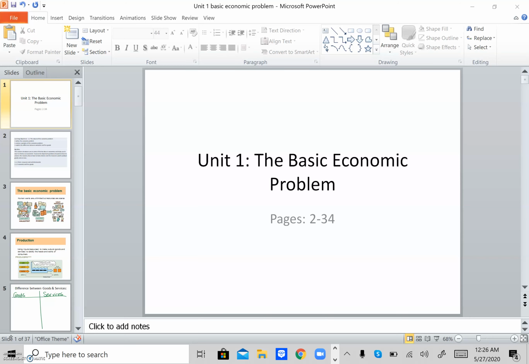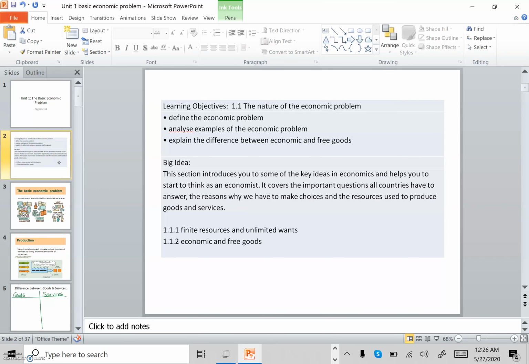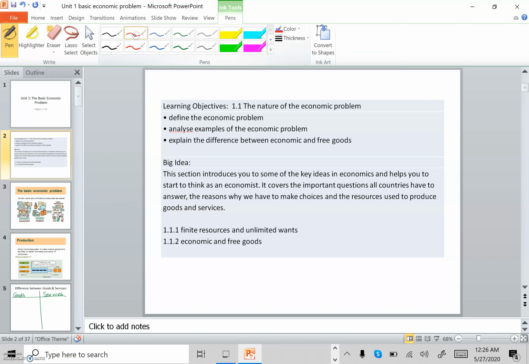We're going to start with Unit 1, the basic economic problem. What we will be doing is defining the economic problem. These are the objectives for today: analyzing examples regarding the economic problem, and we will talk about the difference between economic goods and free goods.